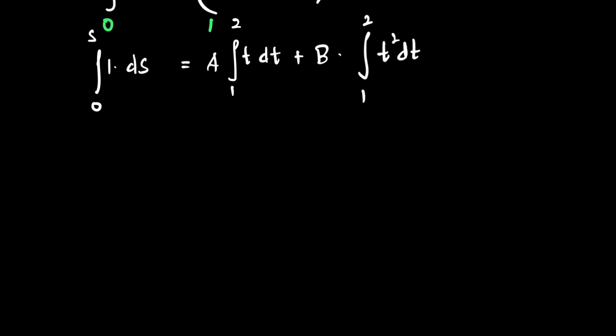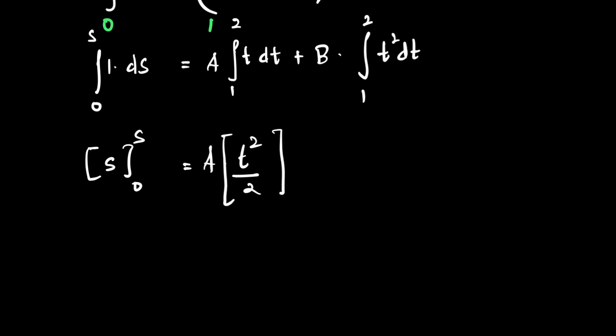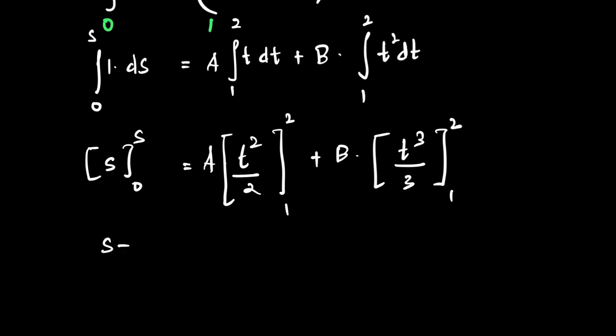Moving on further, the integral of 1 ds is s, so s varying from 0 to s, which is equal to a into the integral of t, which is t square by 2, the whole varying from limit 1 to 2, and b into the integral of t square, which is t cube by 3, limit varying from 1 to 2.